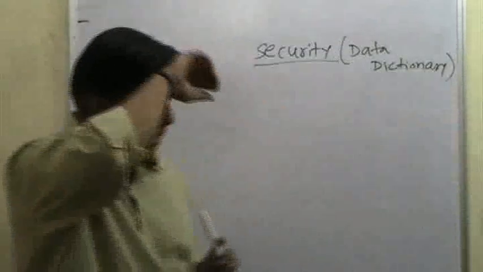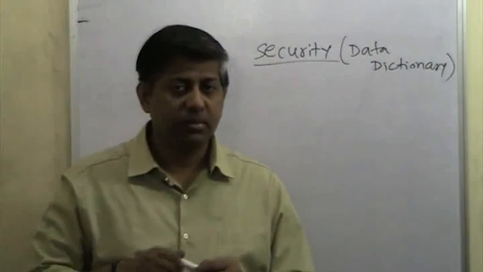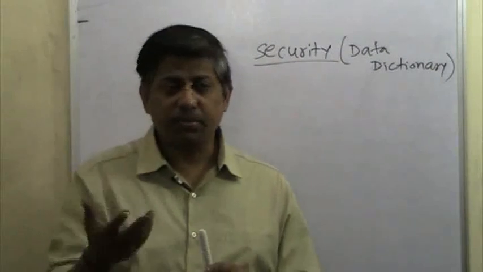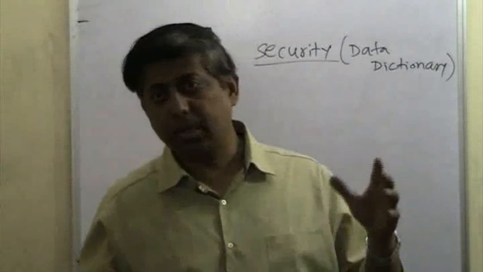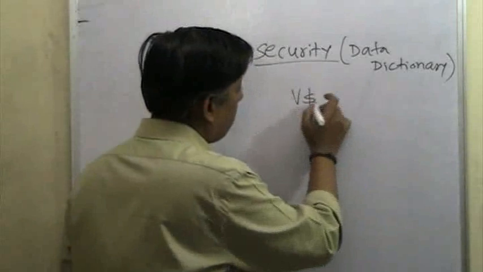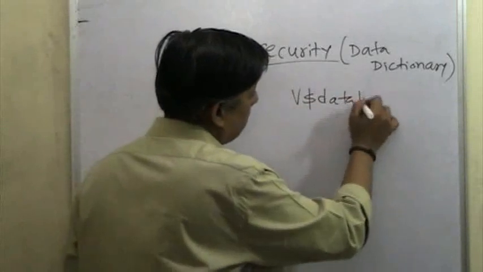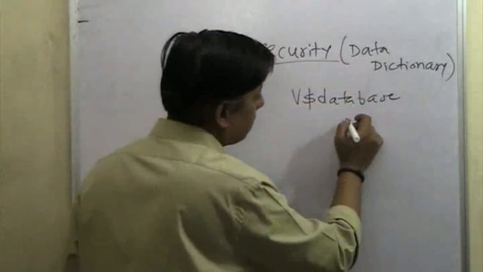For example, number one, when was your database created? That is a piece of information that a DBA would like to know. Was it created 2 days ago or was it created 2 years ago? So there is a view called V$DATABASE. And inside this view there is a column called CREATED.